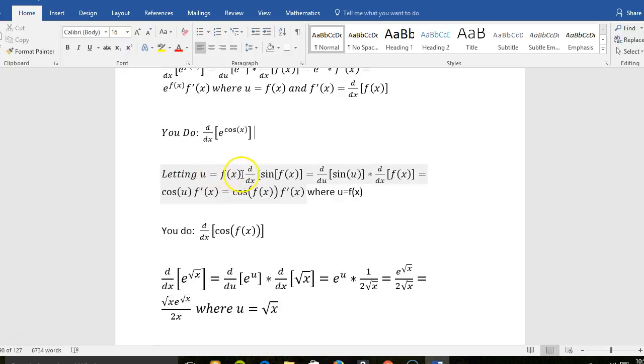If I let u equal f of x, and if I do d by dx of the sine of f of x, well, by the chain rule, u equals f of x, so I do d by du of the sine of u times d by dx of f of x. Now d by du of the sine of u is the cosine of u. d by dx of f of x is f prime of x. So I just get the cosine of f of x times f prime of x. You've got to go back in this guy and replace u with f of x.